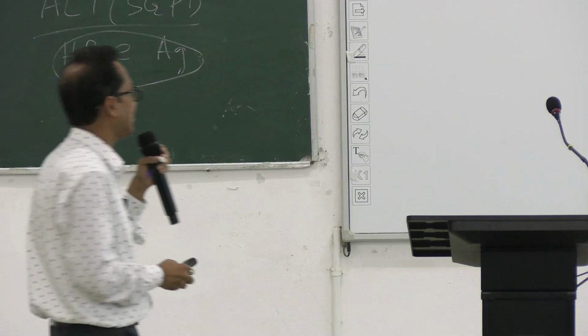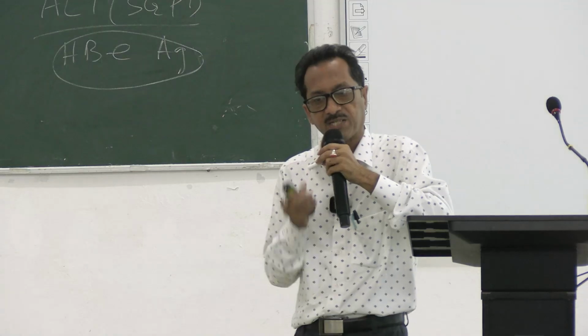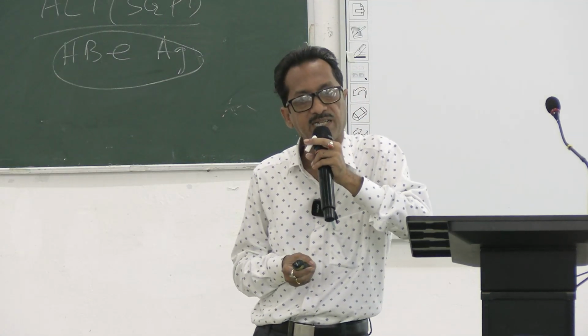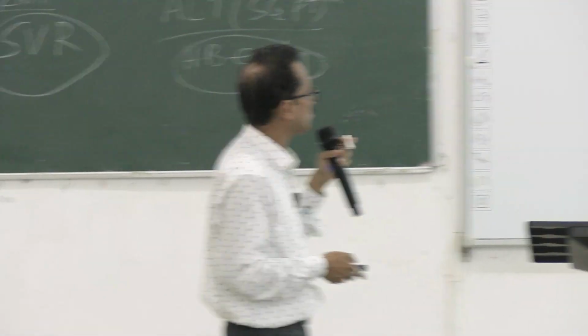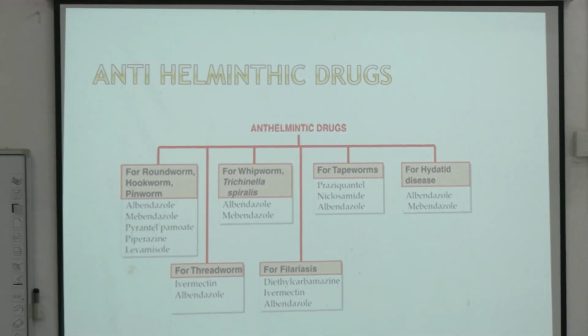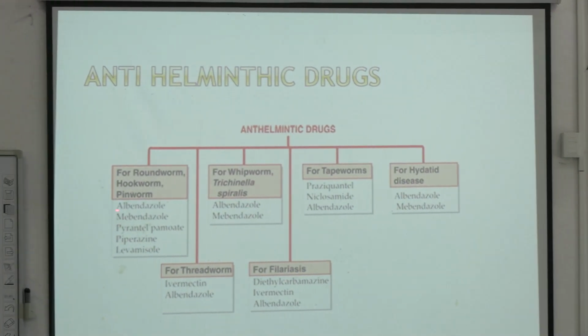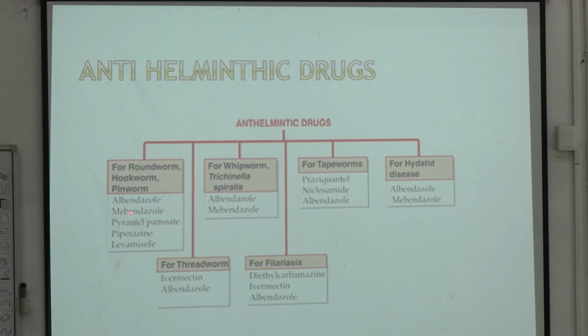Now, anti-helminthic drugs. Helminths are another common cause of infections, basically of the large or small intestine. The most commonly used drugs are albendazole and mebendazole. What is the advantage of albendazole? Mebendazole you have to give twice daily for 3 days. Albendazole you can give as a single dose followed by another dose after 14 to 21 days. In some cases, you have to give albendazole continuously.